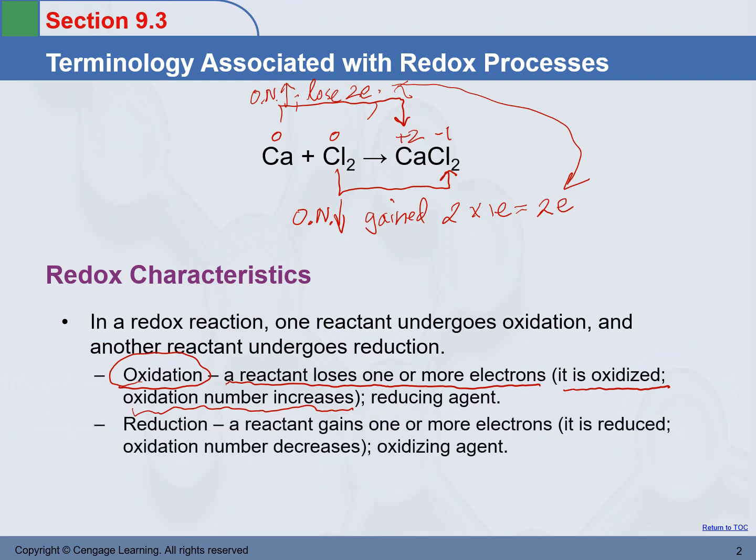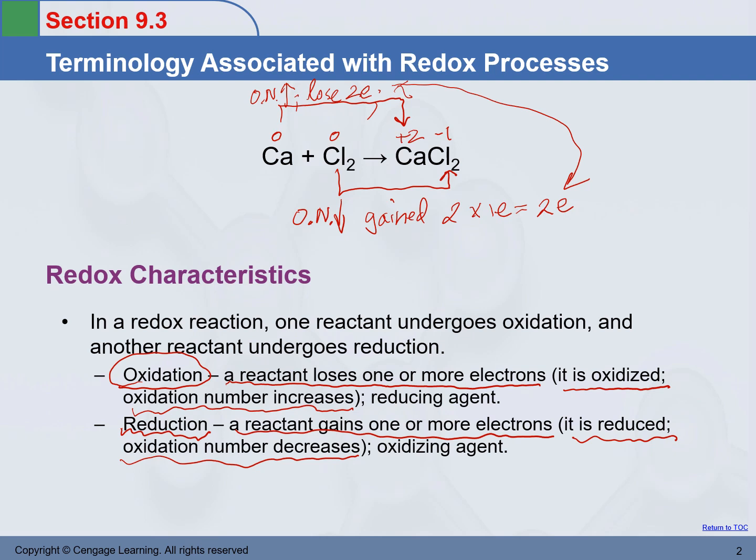Well, if a substance, a reactant, gains 1 or more electrons in a reaction, we say it is reduced. The oxidation number decreases. Reduce means decreases. We say a reduction reaction happened to that substance. So specifically in this reaction, we say chlorine is reduced. A reduction reaction happened to chlorine.